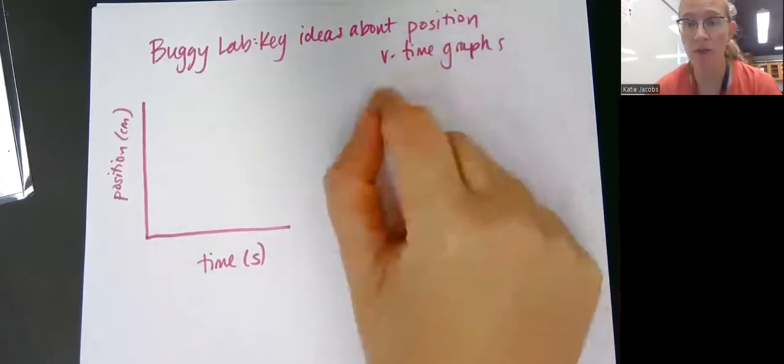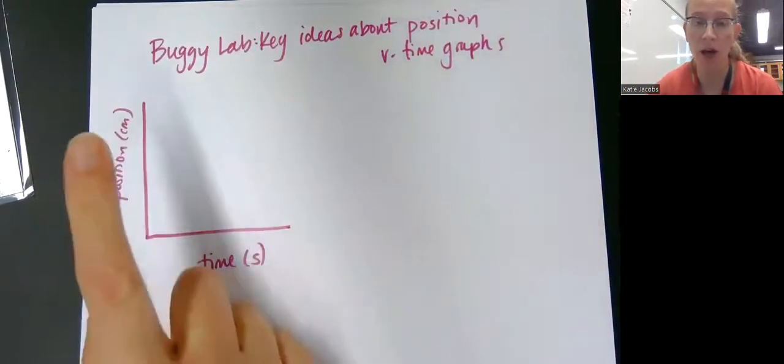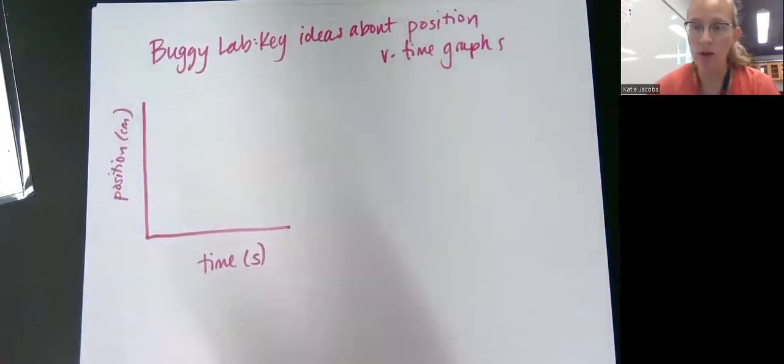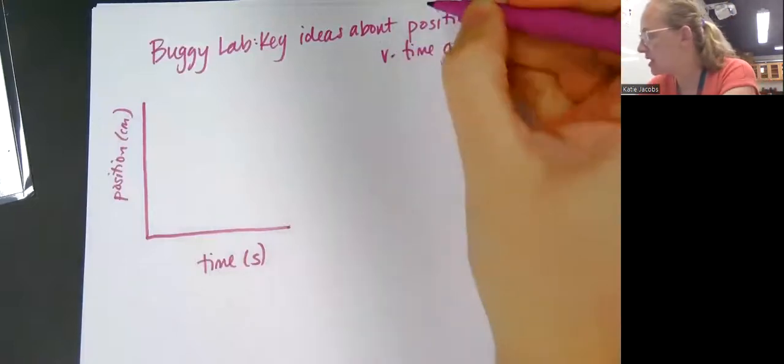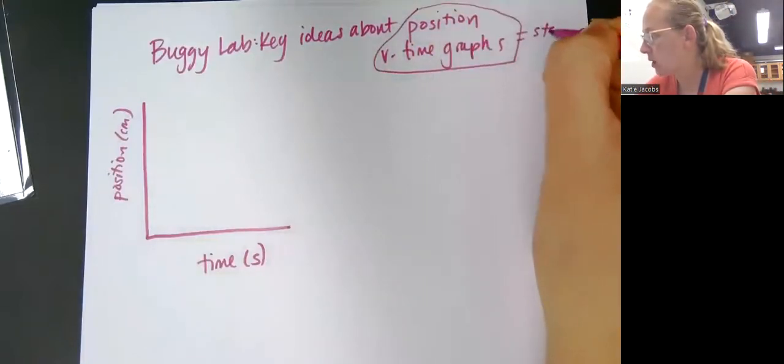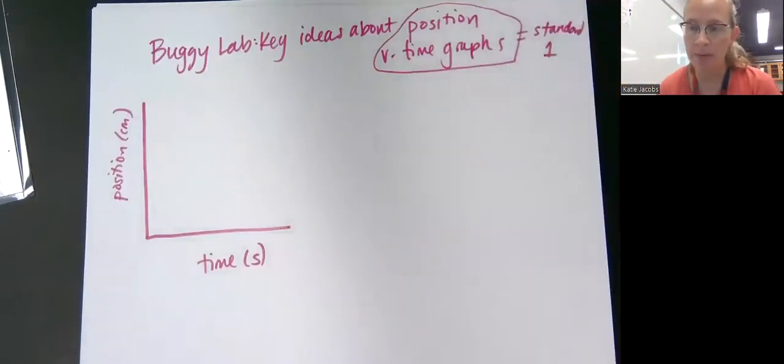Specifically about position versus time graphs, where position was on the y-axis and time was on the x-axis. For this graph, this is all about standard 1 for our constant velocity unit. Standard 1 is about analyzing position versus time graphs.